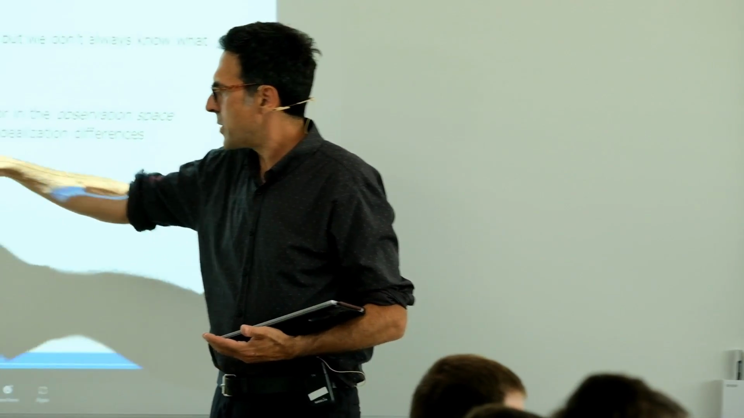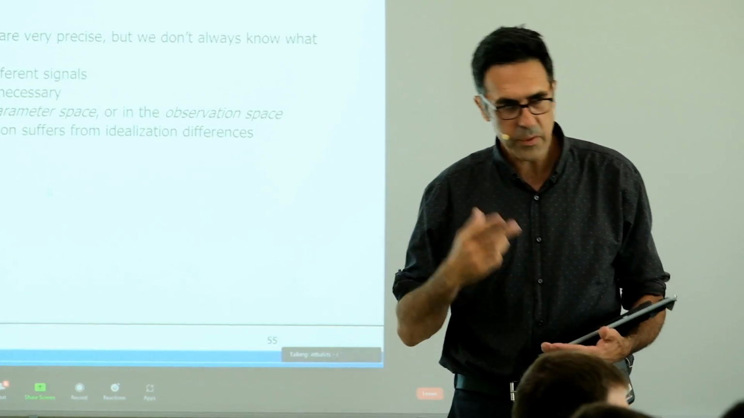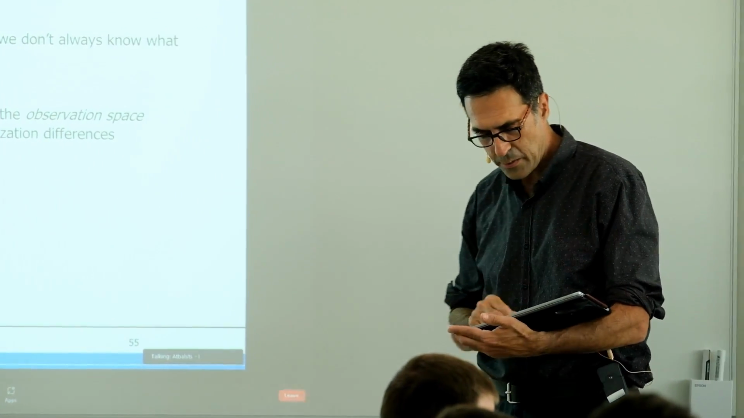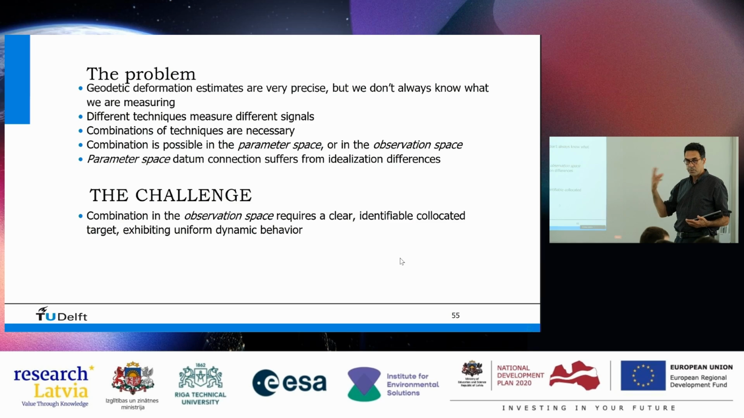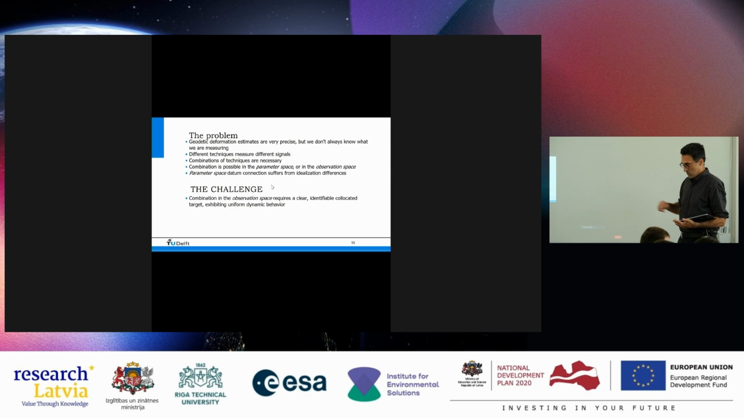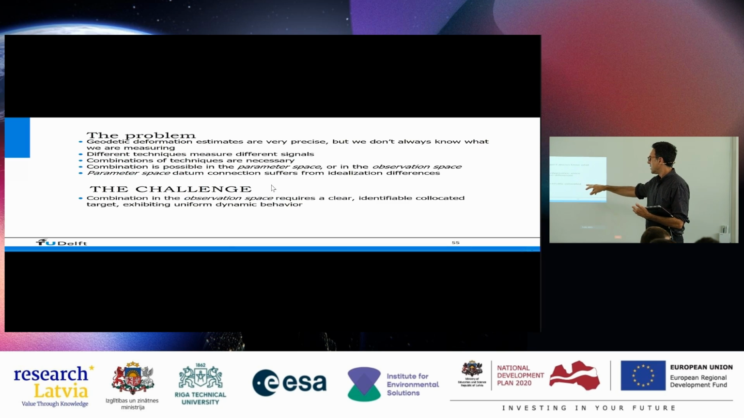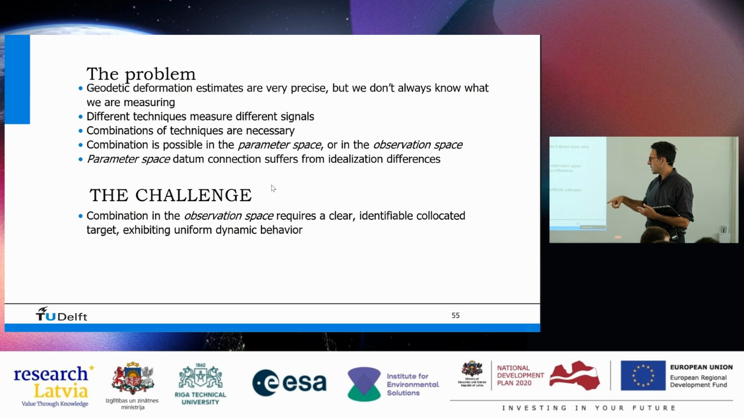So if we do it in the parameter space, it will be difficult. So actually there is a need to look at it in the observation space. The challenge is, can we do this combination in the observation space, meaning that we're really looking at points that stem from the same physical object? If we want to do that, we need a clear, identifiable, collocated target, which has the same dynamic behavior. So if that target moves, it should be measured by the GPS and the leveling and whatever.